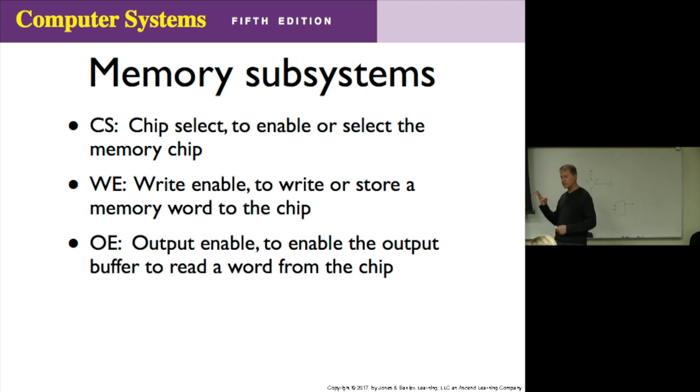So there are typically these three signals that control the chip. CS is called chip select, and CS is just like enabling or selecting the memory chip, right? So that's like an enable for the whole chip, and we'll see the internal connection of how it works in a minute. And then WE, write enable, is what we assert, what we send high, in order to write or to store a memory word onto the chip. And then OE, output enable, enables the output buffer to read a word from the chip. Okay? So does everybody understand?